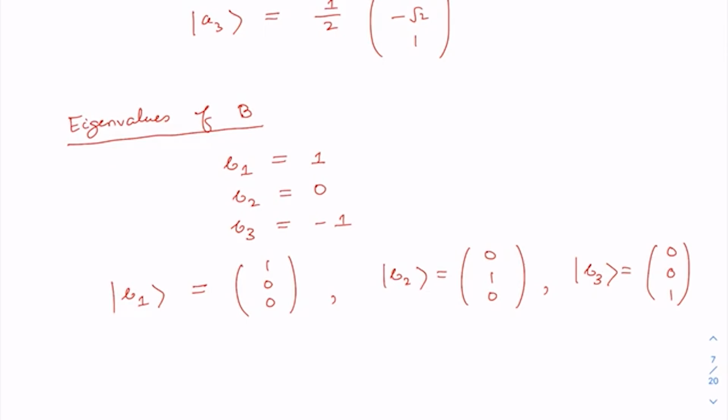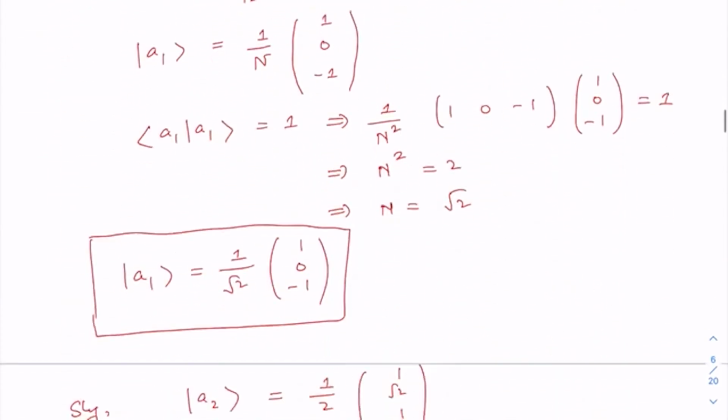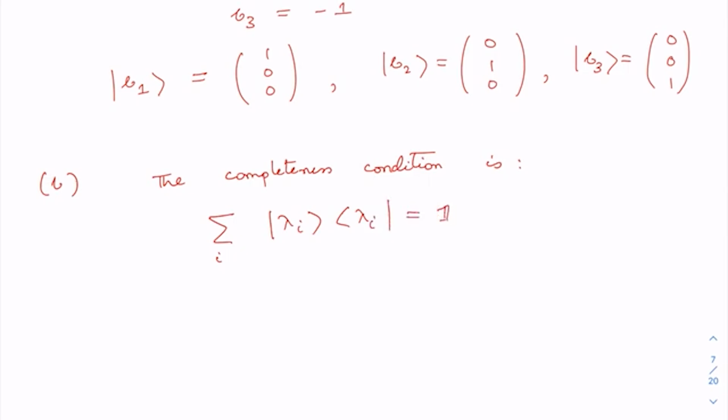Now in the second part of the problem, part b, we have now done part a. In part b, you have to show that a1, a2, a3 as well as b1, b2, b3 form a complete basis as well as an orthonormal basis. So first of all, let us remind ourselves that the completeness condition is given by the sum over i of |i><i| equal to identity.